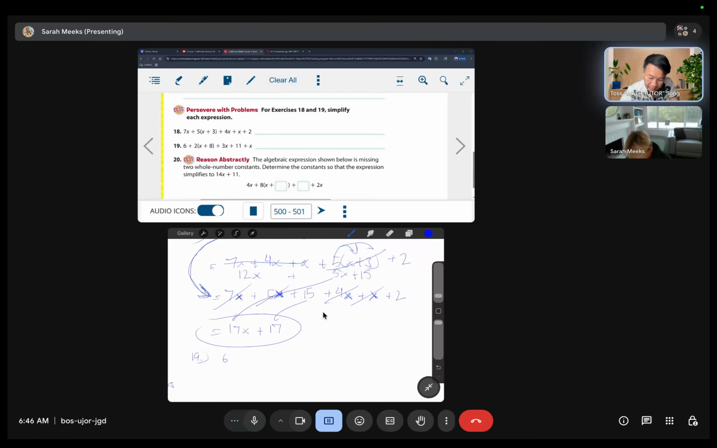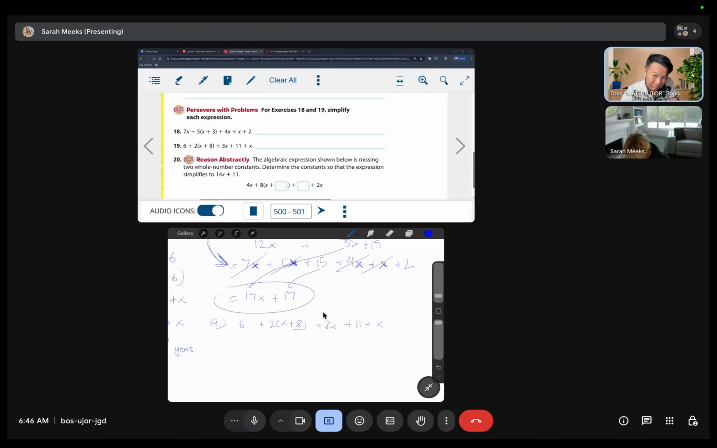Let me copy the original. Plus 3x plus 11 plus x. Okay, let's do it the way they want you to do it. All right. Distribute, but copy the 6 in the front as is, plus the distributive property here, the work that you do here.